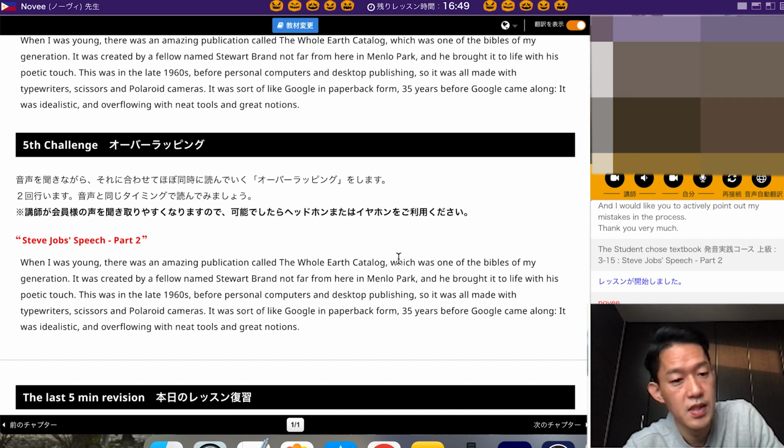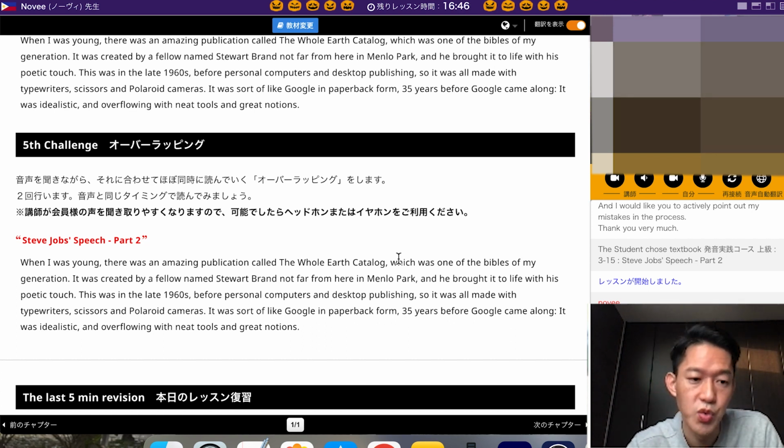Steve Jobs' speech, Part 2. When I was young, there was an amazing publication called the Whole Earth Catalog, which was one of the Bibles of my generation. It was created by a fellow named Stuart Brand, not far from here, in Menlo Park, and he brought it to life with his poetic touch. This was in the late 1960s, before personal computers and desktop publishing, all made with typewriters, scissors, and Polaroid cameras. It was sort of like Google in paperback form, 35 years before Google came along. It was idealistic and overflowing with neat tools and great notions.